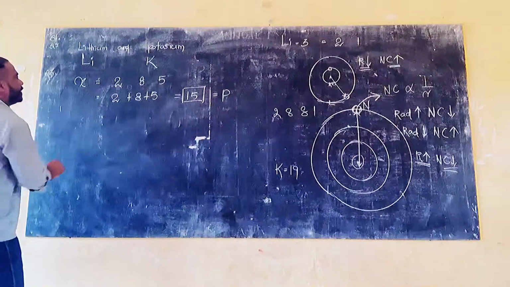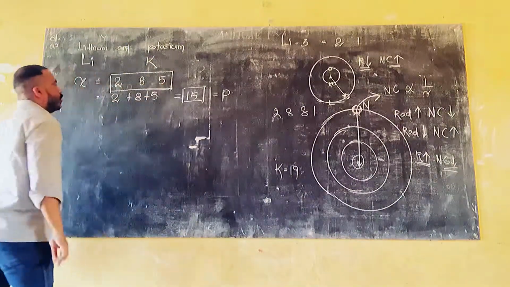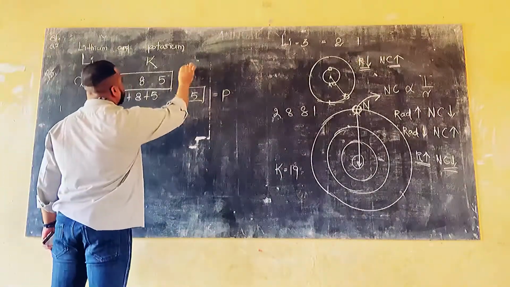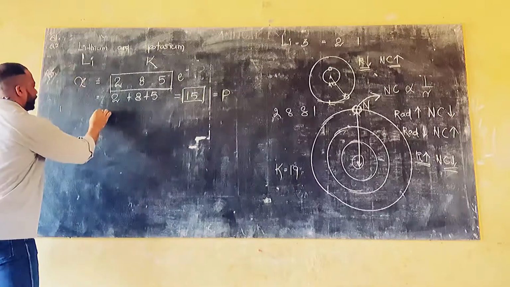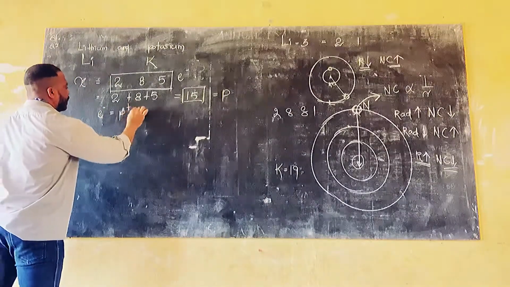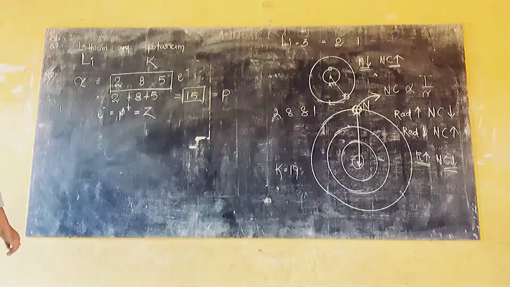Why? See, 2, 8, 5. What is 2, 8, 5? Number of electrons. And we know that the number of electrons is equal to the number of protons, that is also equal to the atomic number. Clear? Done.